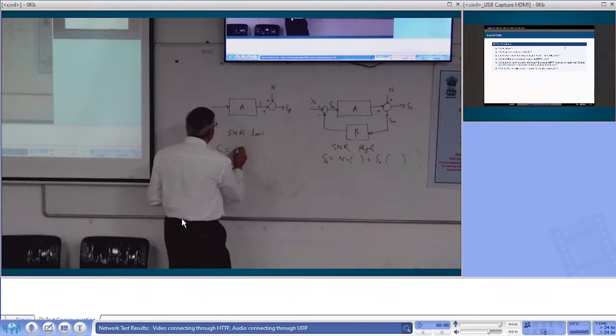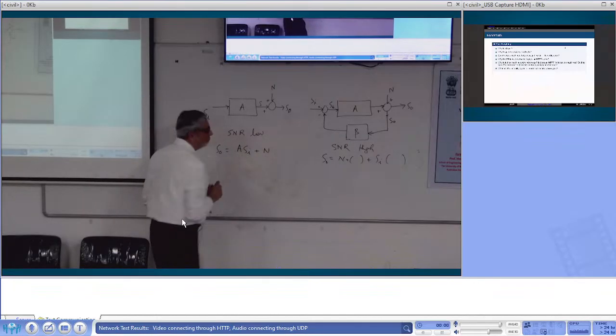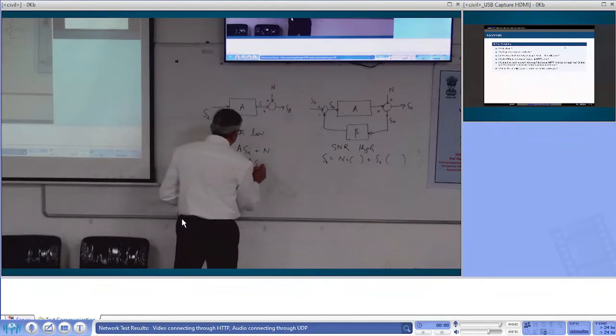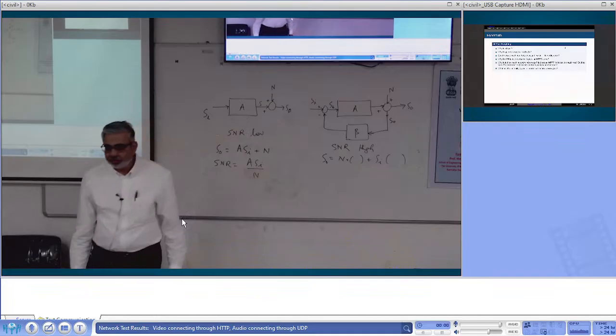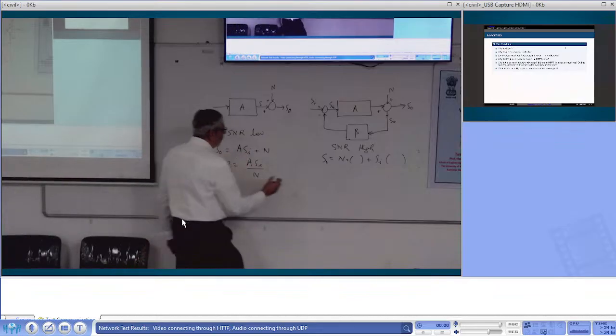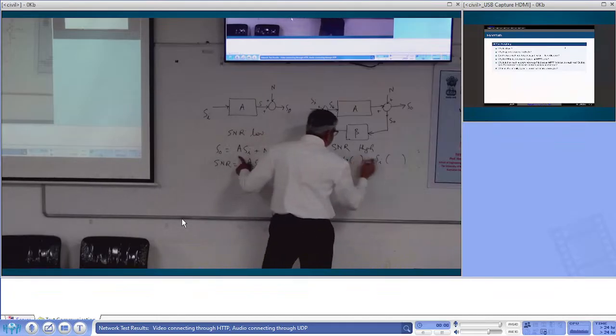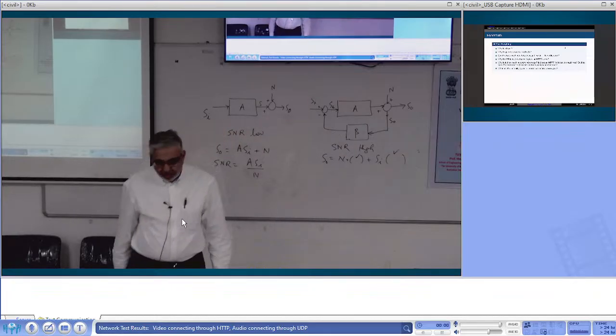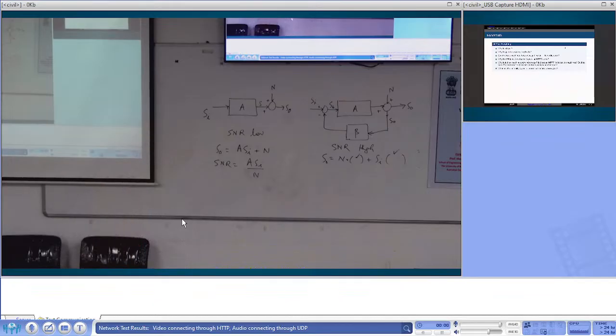So output is ASI plus N. That's the output. So signal to noise ratio is simply ASI on N, right? Because in the output, what is signal? Signal is ASI. What is noise? N. So there is a signal to noise ratio for this. Same way, exactly what you have written here, you have to write that, but A will be something else, and these two expressions will be something else. So first you have to write like that. ठीक है? तो आपने लिखा, very good. उसको simplify कर ले. Very good.